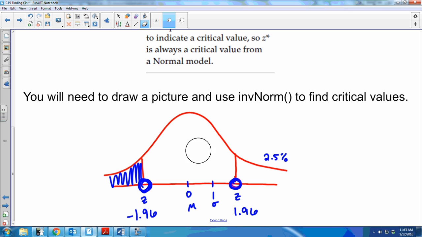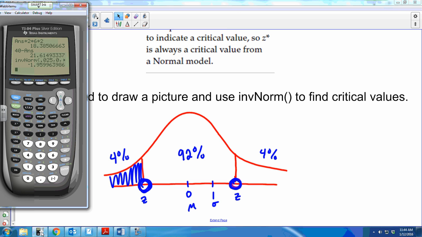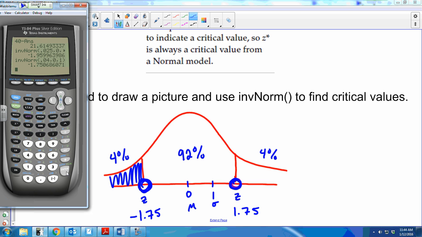If I didn't want to be 95% confident, just to practice, let's say I wanted to be 92% confident. Then what percent is left over on each side? 4%. And so you would use inverse norm to find the cut point for 4%. So that's 0.04. It's negative 1.75. So that's what my critical value would be. It's 1.75.